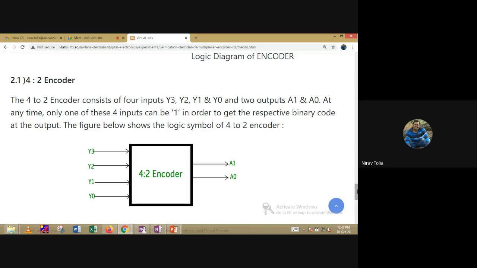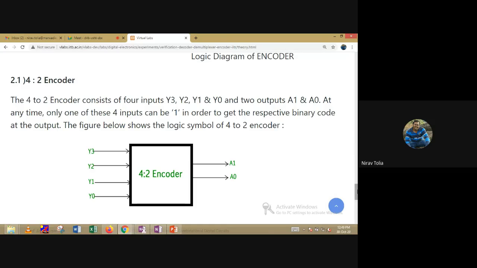So suppose my input is 0. So it converts into a binary. So the binary form is 0 0. Suppose my input is 1. So it converts that input into a code form. So my code is 0 1. For 2, it is 1 0. For 3, it is 1 1. Okay, so 0 0, 0 1, 1 0, and 1 1.